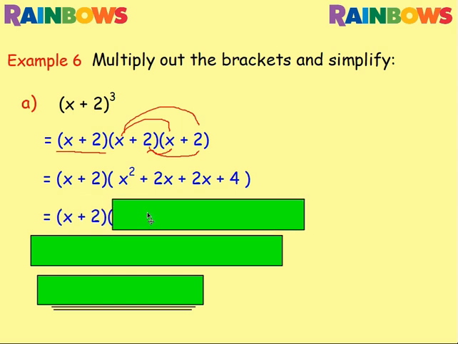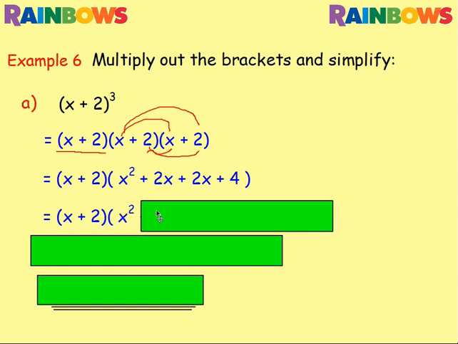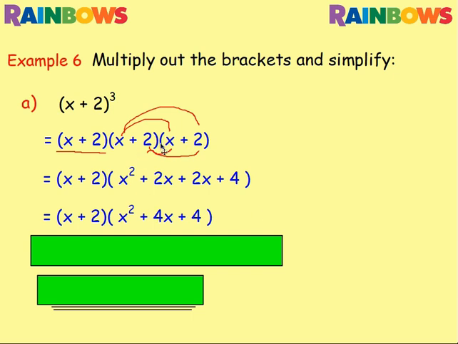So you've got the x add 2. That just stays as it is just now. And then with this bit, simplify it. So x squared, that's all you've got. 2x add 2x is plus 4x. And the plus 4 just stays as it is. So what we've done is we've done this bracket times this bracket, and we've left this one as it is just now. But now what do we do? Now we do what we just did in the last example. You do the x times the x squared, the x times the 4x, and the x times the 4. Then the 2 times the x squared, 2 times the 4x, and the 2 times the 4.